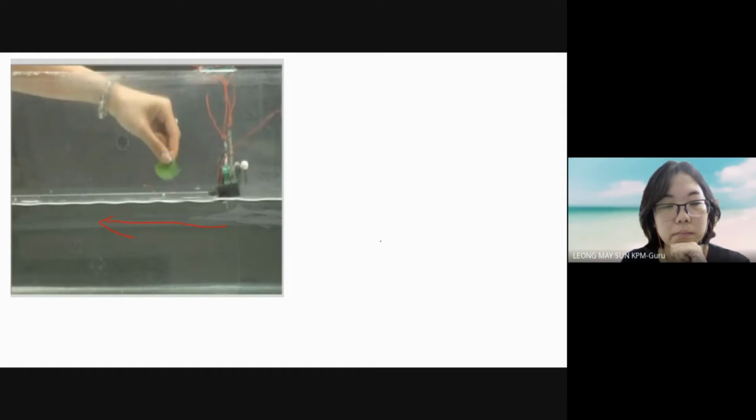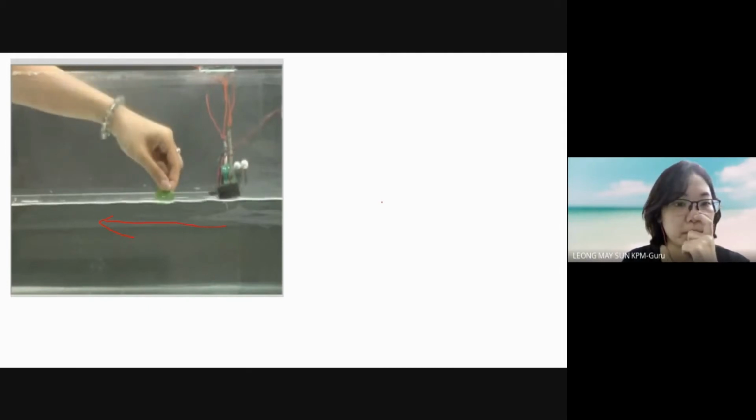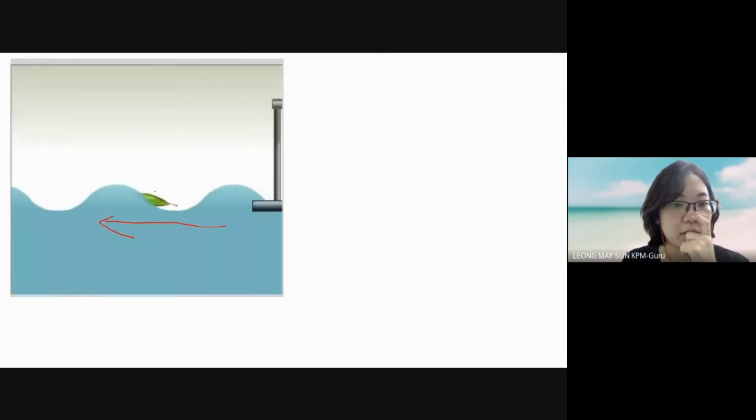The leaf represents a water particle. How does the water particle move? You see, in this situation, the water particle moves up and down.